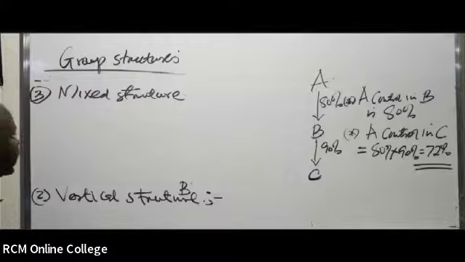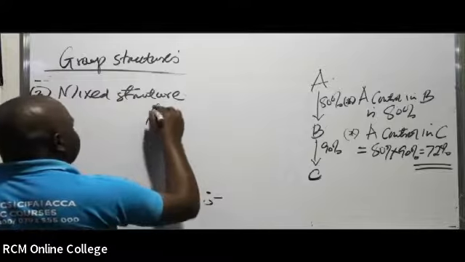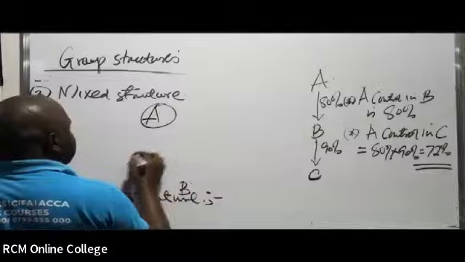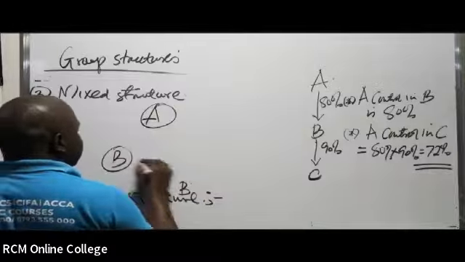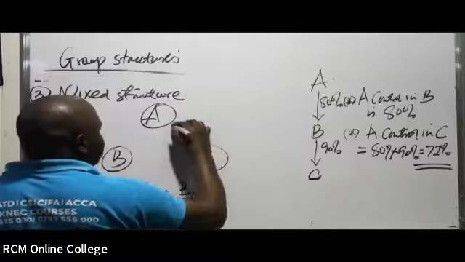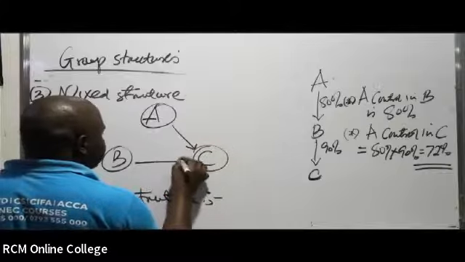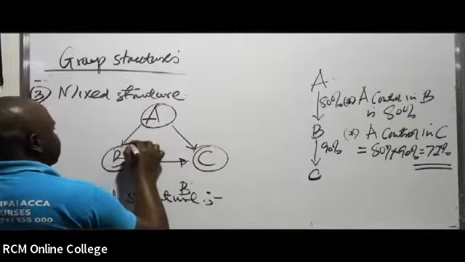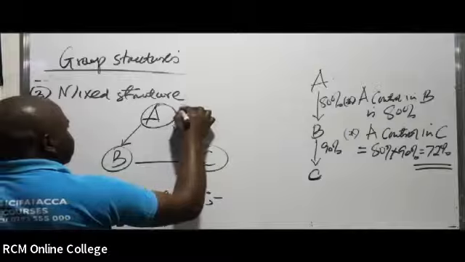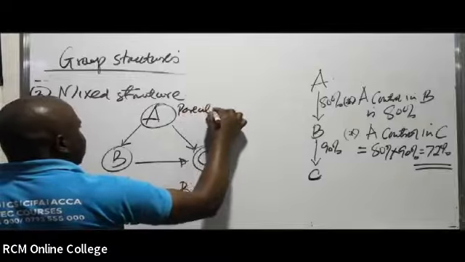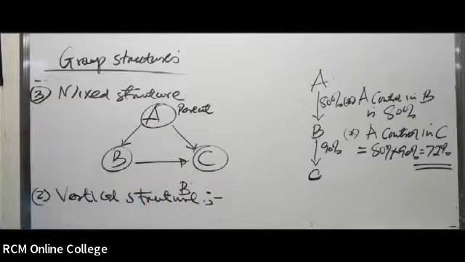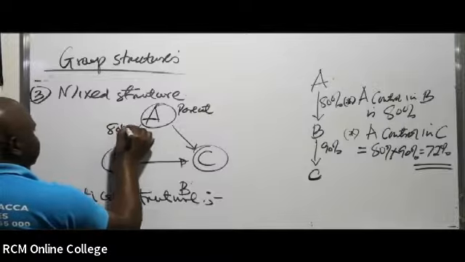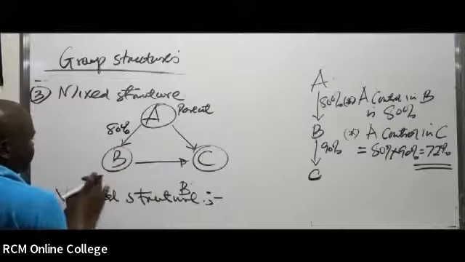So therefore, this will likely end up looking like this. You'll have A, B, then C. So basically what is happening is like this. This one is the parent, ndio mzazi. So the parent has acquired 80% of B. So 80% is the subsidiary.